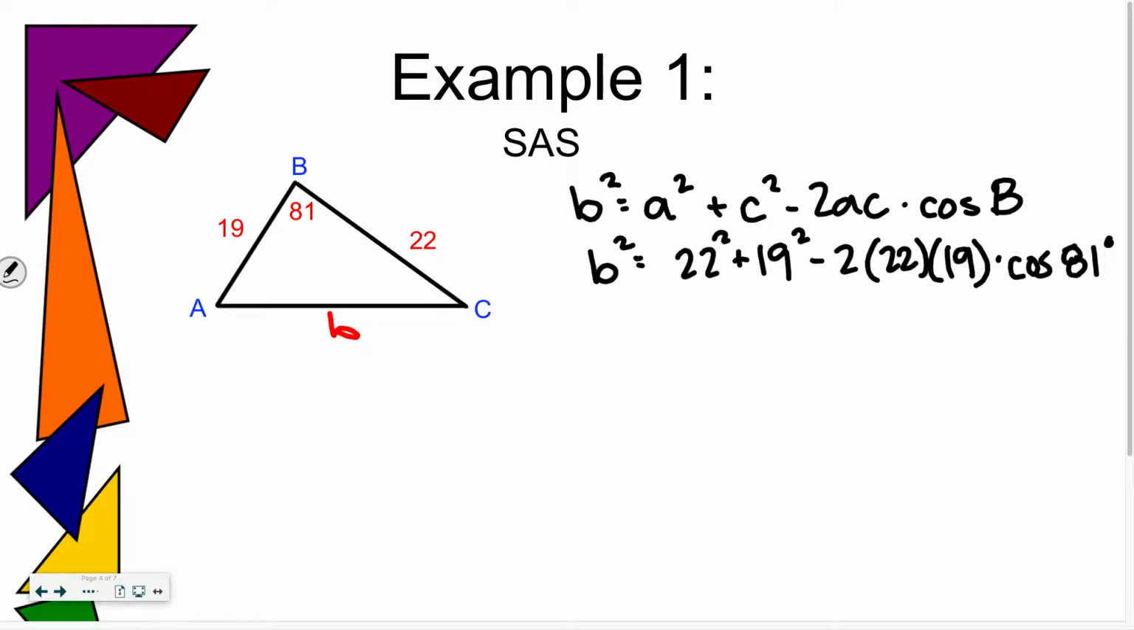Sometimes people do this weird thing where they do 22 squared plus 19 squared minus 2 times 22 times 19, because those are all nice numbers. Then they hit enter in their calculator, and then they multiply by cosine 81. But then you've just violated PEMDAS. You added and subtracted before you ever multiplied by cosine 81. So I think it's best to just do it all at once, left to right. And make sure your calculator is in degree mode.